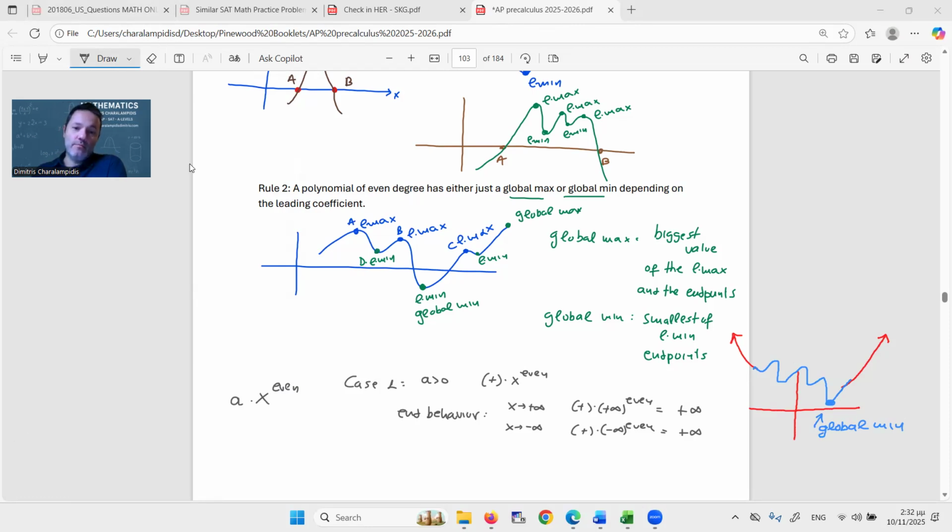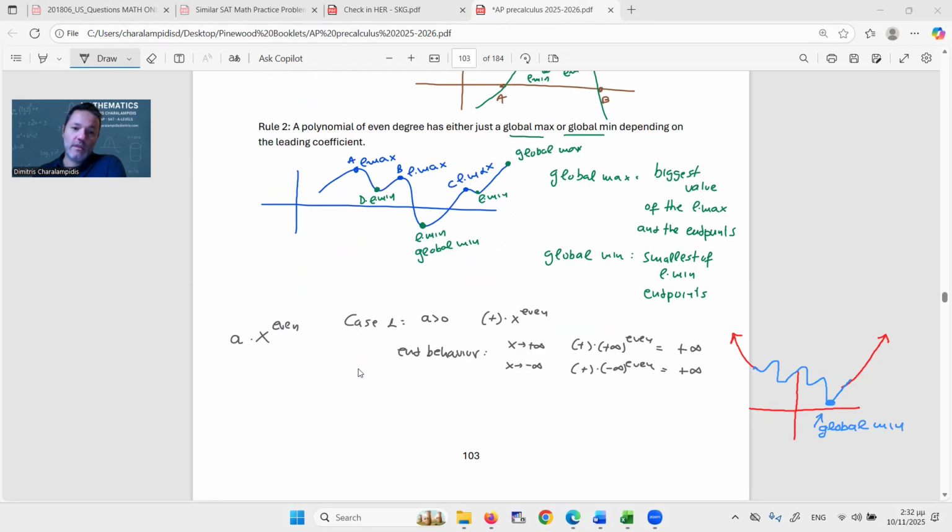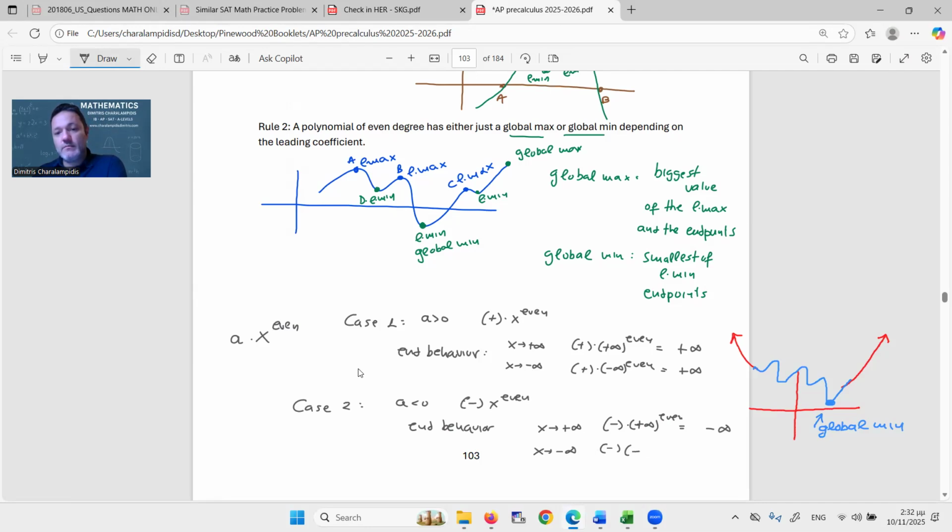In case number 2, if A is negative, it would look like that, x to an even power. With regards to its end behavior again, as x tends to plus infinity, negative multiplied by plus infinity to an even power would be minus infinity, while as x tends to minus infinity, minus times minus infinity to an even power would still be equal to minus infinity.